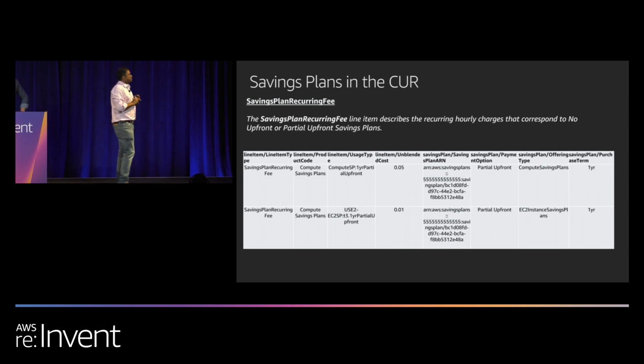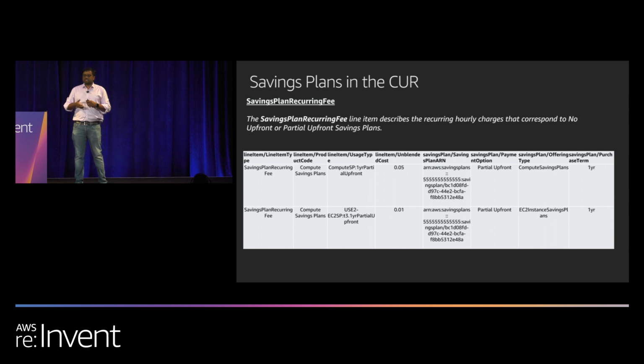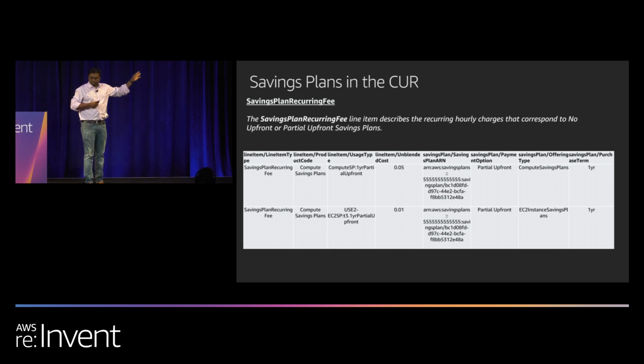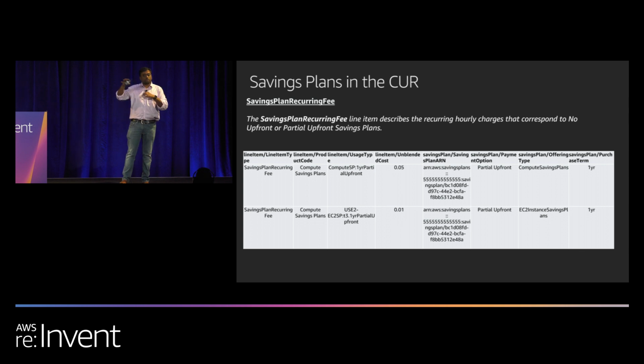Next, let's talk about the savings plan recurring fee. The recurring fee line item gets added to the CUR when you buy any savings plan that has monthly charges associated with it. So any partial upfront or no upfront savings plans, when you buy them, will start showing the recurring fee. We've made a few changes for savings plans in the CUR based on customer feedback about the challenges they were facing with RIs.